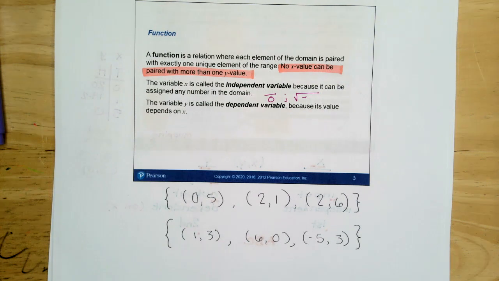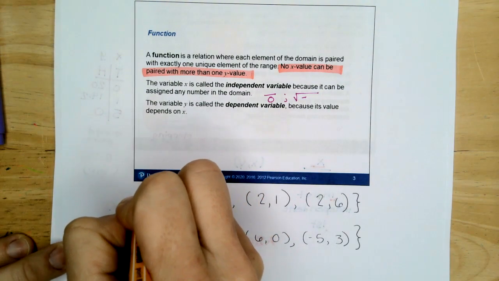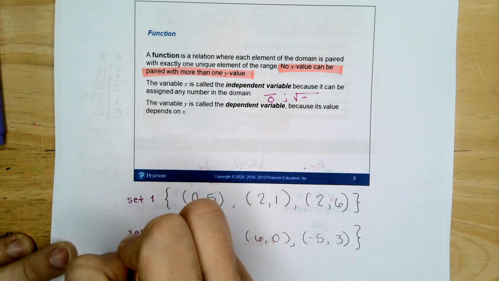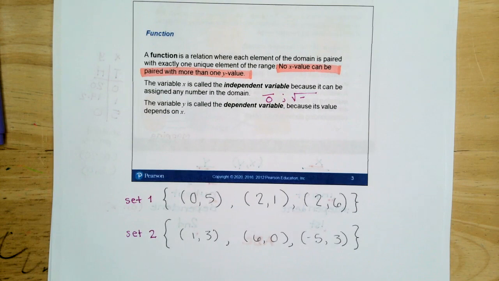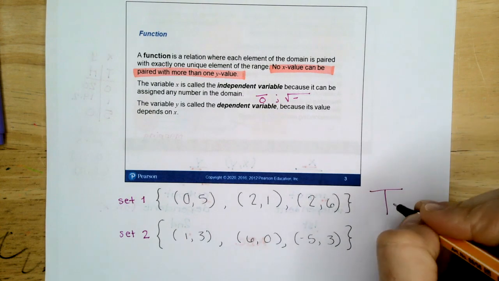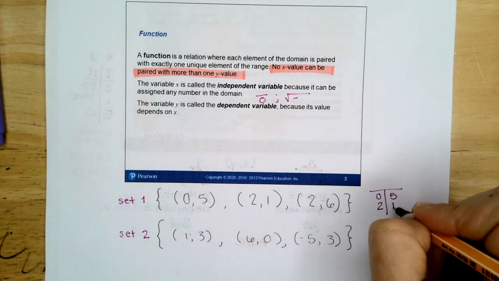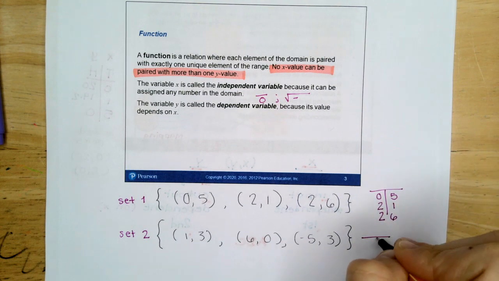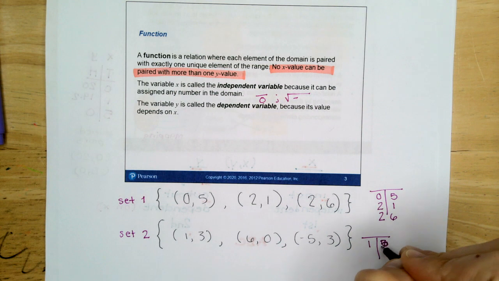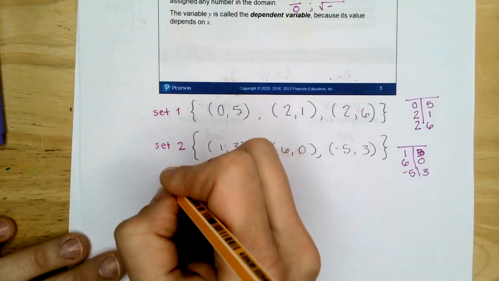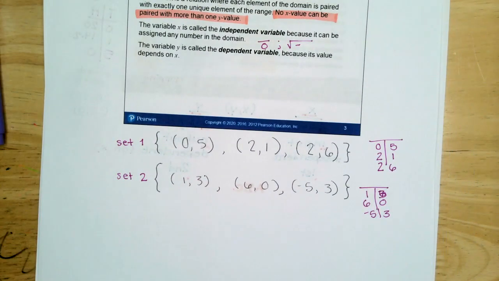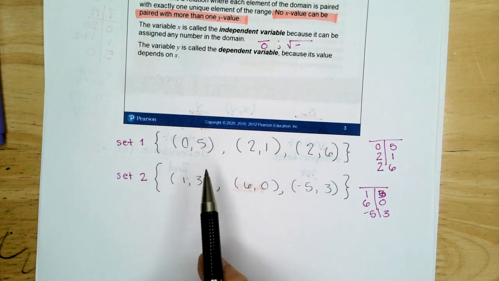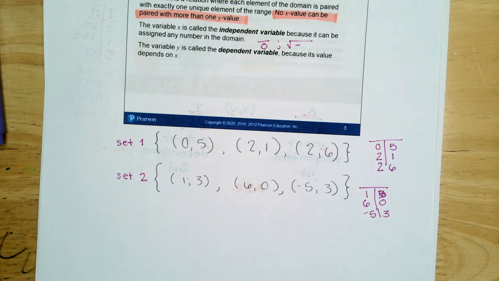Those are both relations, okay? So here's set 1. Here's set 2. They are both relations because a relation just means there's a relationship between x and y, right? We can also write this one as 1, 3, 6, 0, negative 5, 3, right? You can also write it as a mapping where we draw arrows, okay? They're both relations. Which one is a function? Only one of them is a function, okay?